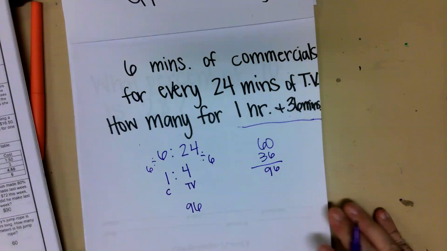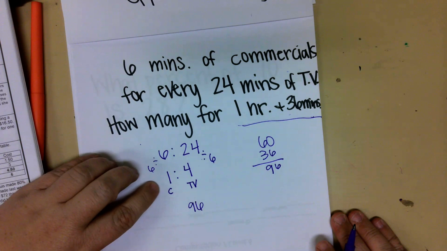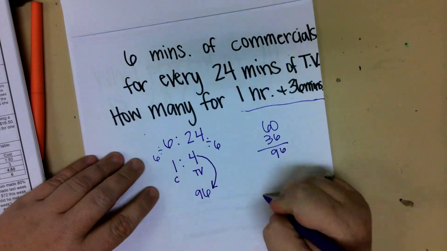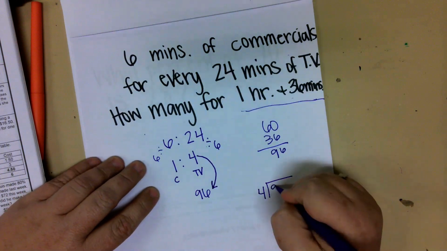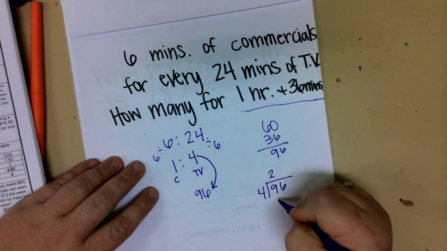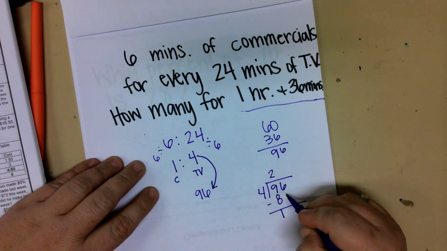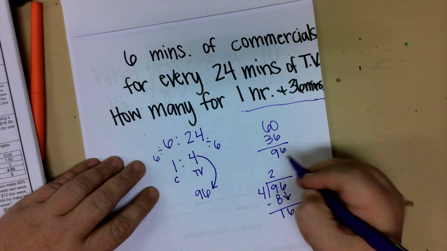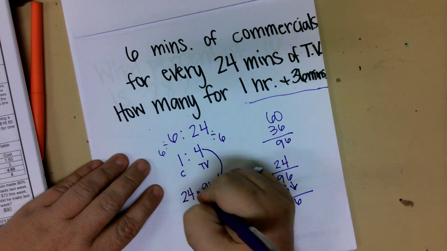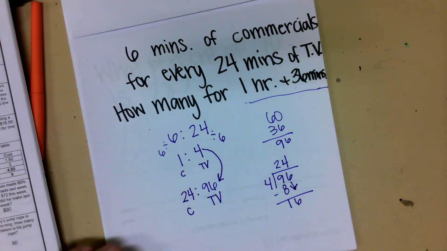So what I need to find out now is what would I have had to do to get from 4 to 96? Let's take a look and see if we can just comfortably divide that without making too many changes. So 4 would go into 9 twice. That would leave me with 8. Subtract, that's 1. Bring down the 6. 4 goes into 16 4 times. So for every 96 minutes of television, there is 24 minutes of commercials.